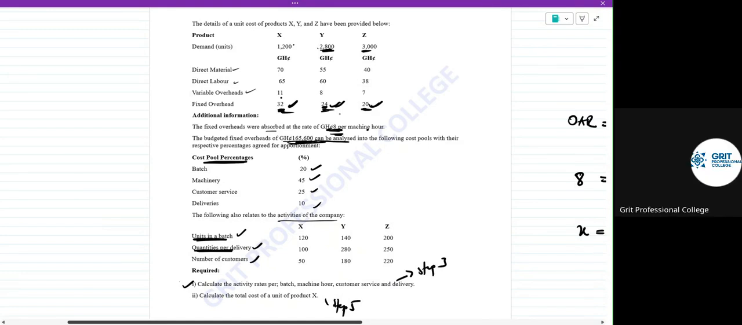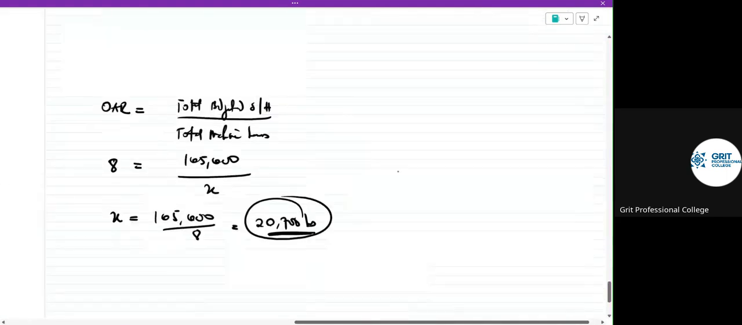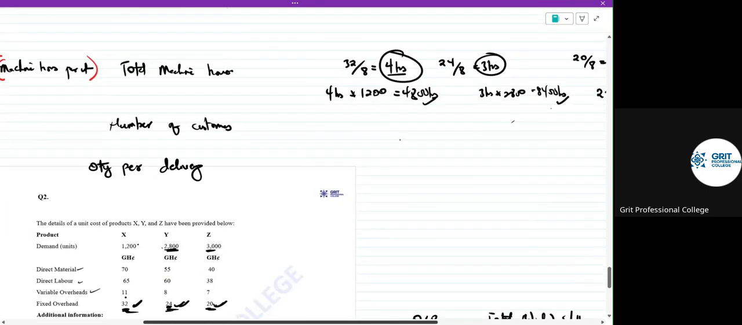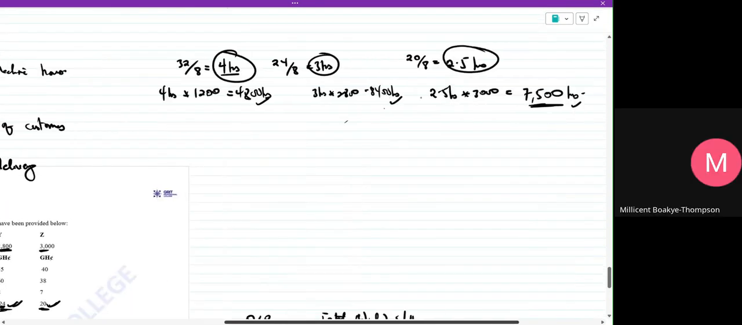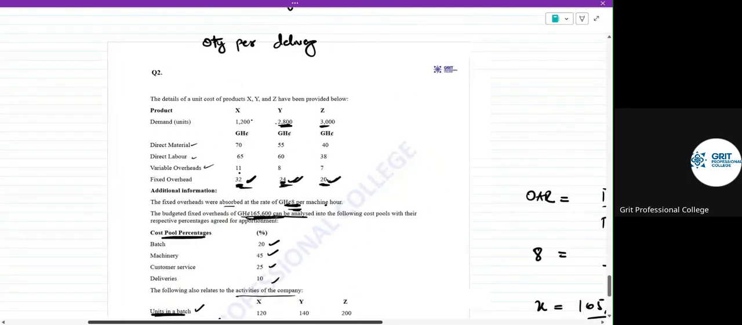Okay. But I'm saying there should be a way we can simply allocate the 20,700 to X, Y, and Z. The best approach you can use is basically what I've taught you. First, find the machine hours per unit. Once you have that, multiply it by the total production, and that will give you the total machine hours. That is the trick within this question.